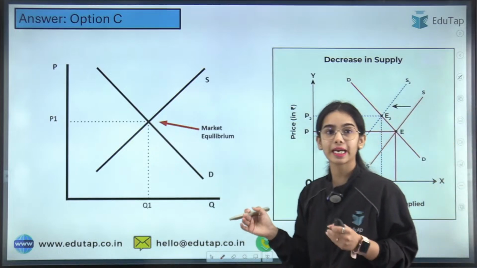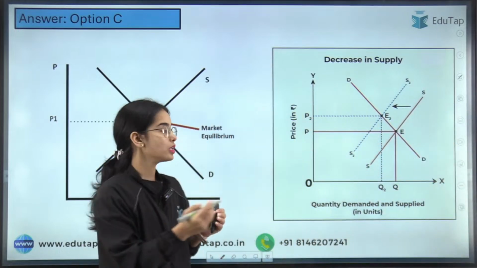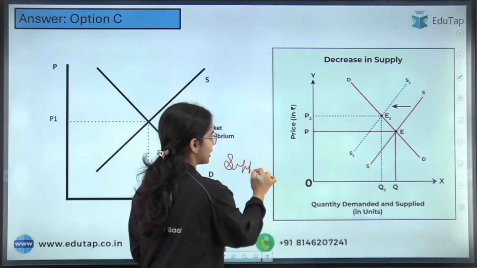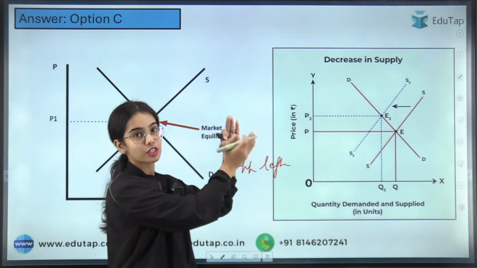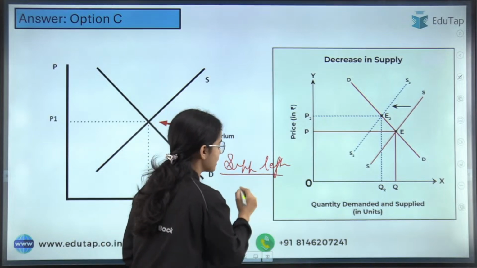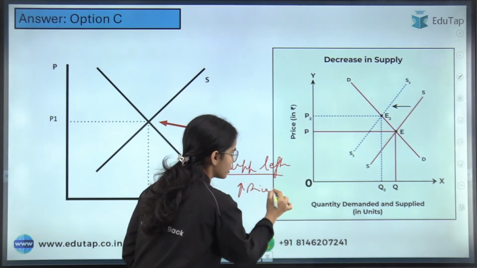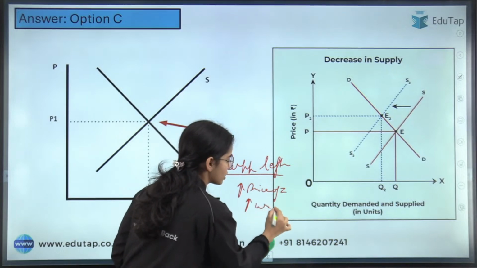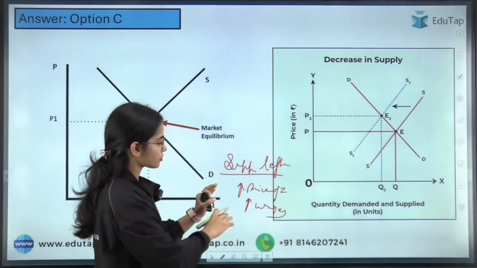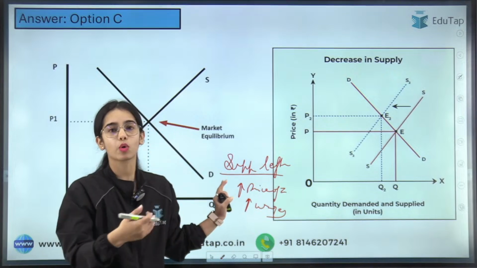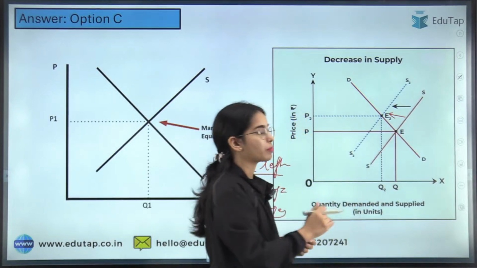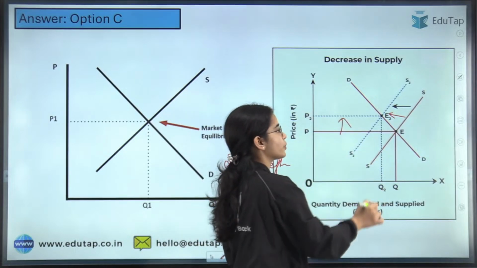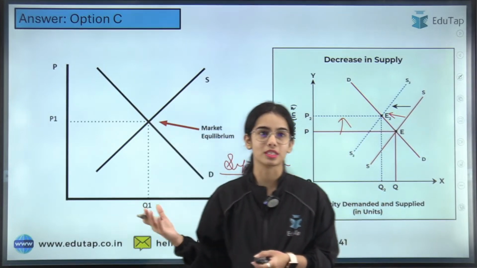So this is the basic idea: if the price of inputs increases, the supply curve will shift leftwards, or the aggregate supply will decrease, will shift leftwards when there is an increase in price of inputs, or an increase in wages, or such kinds of changes coming in the cost of production. If the cost of production is increasing, there will be a leftward shift in the supply curve and your prices are going to increase, right? So C was the right answer.